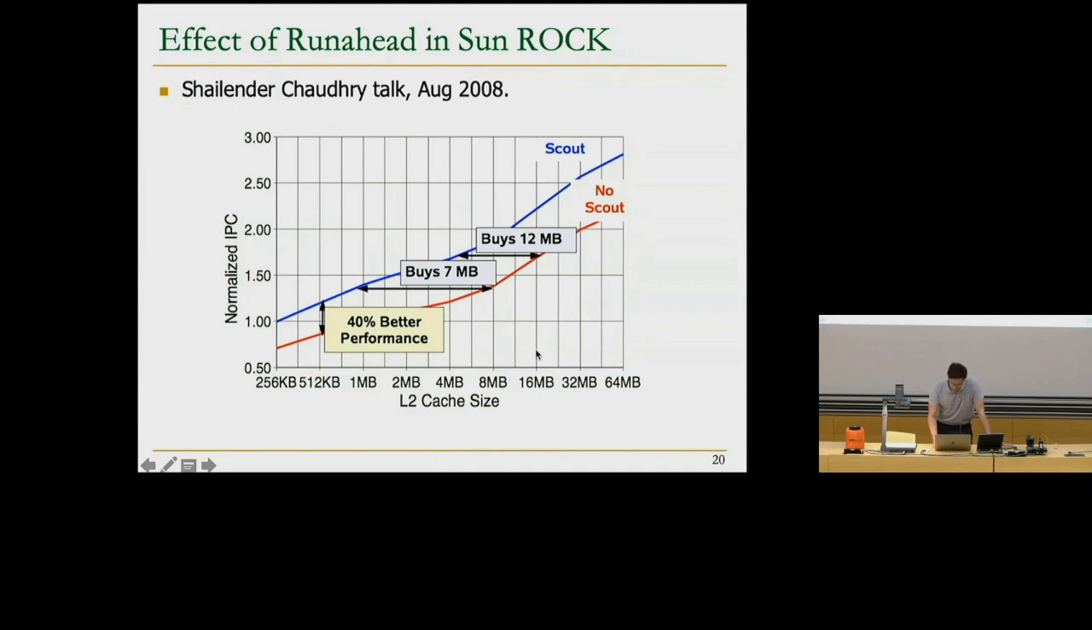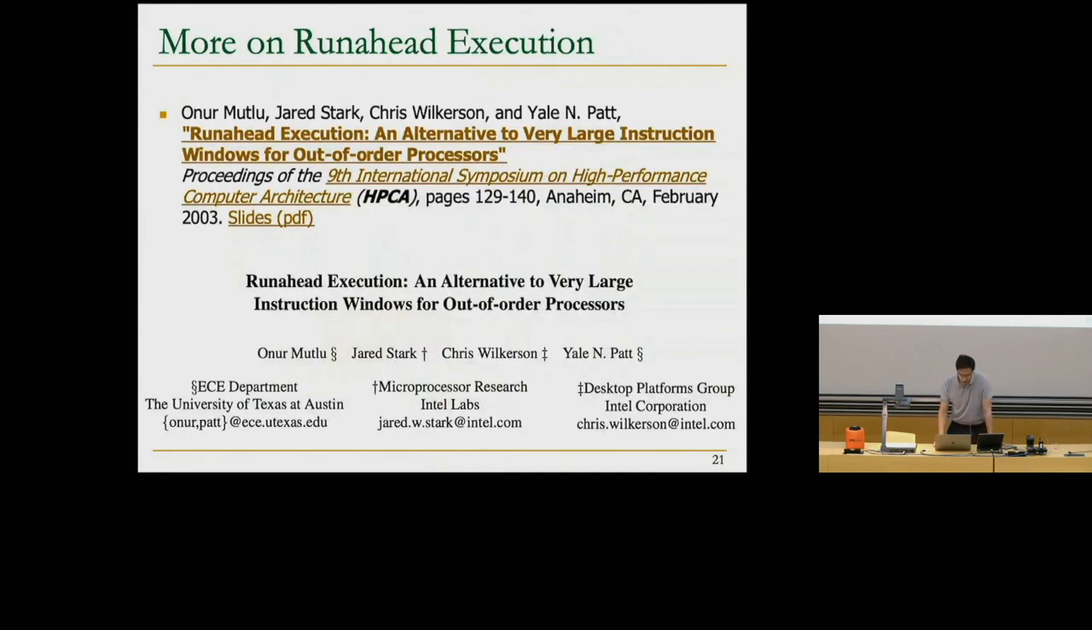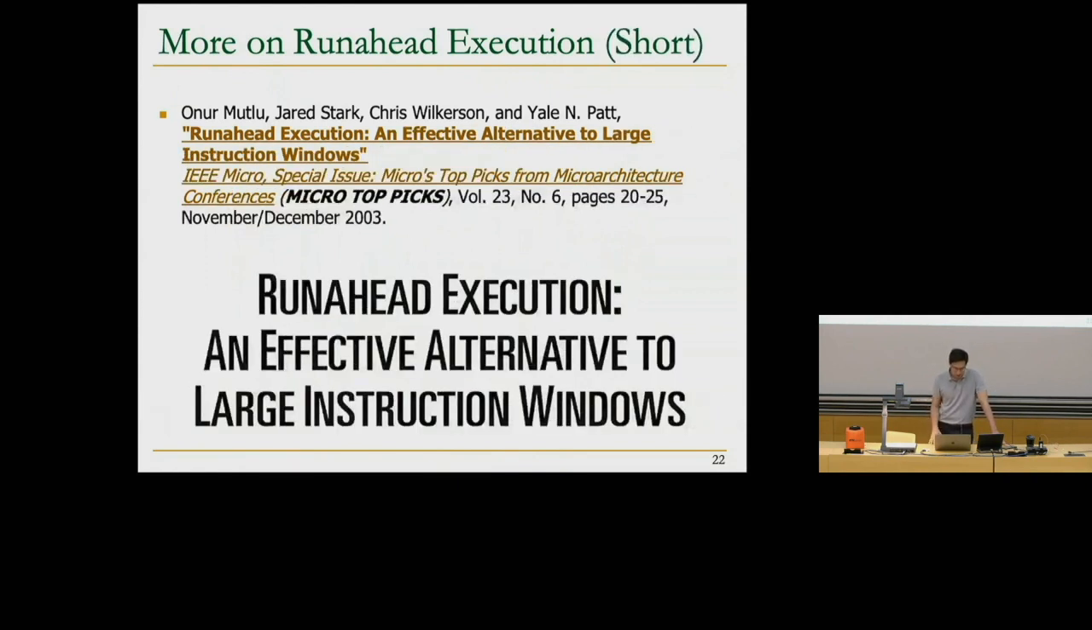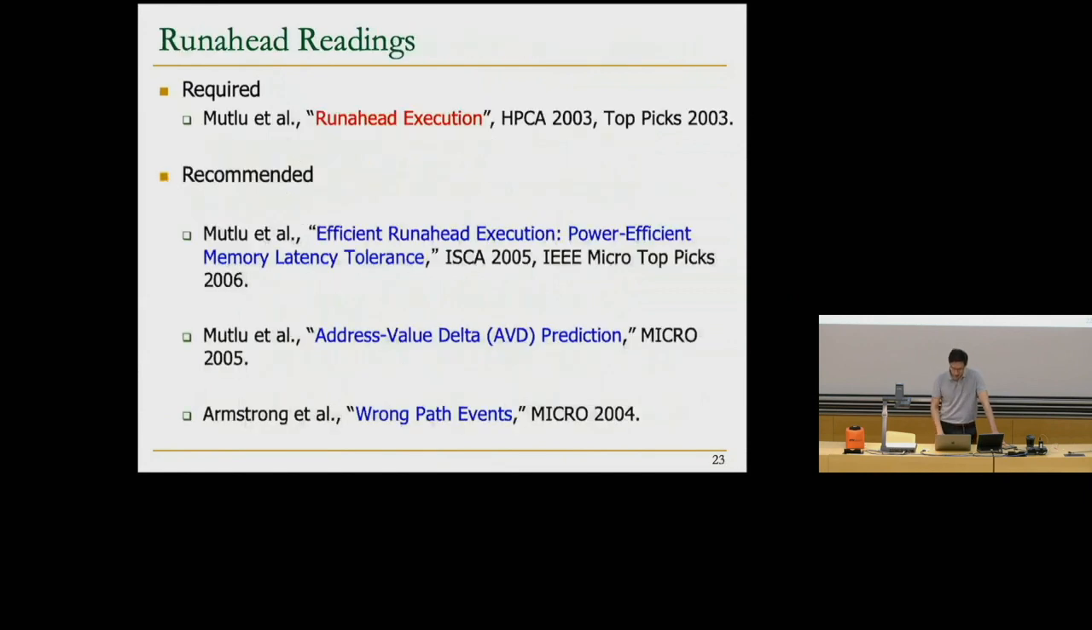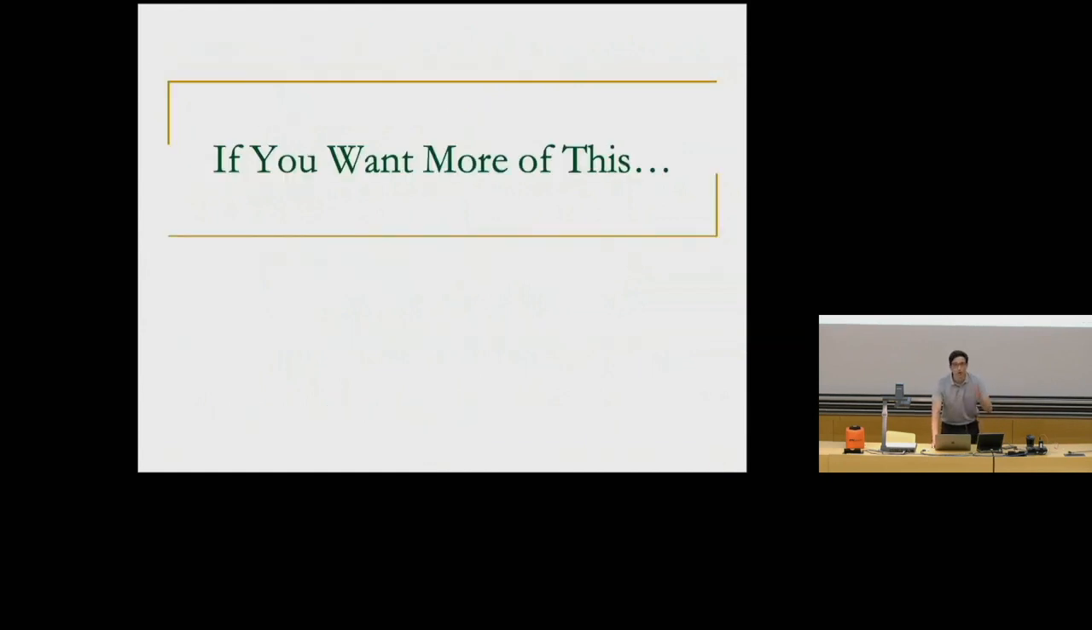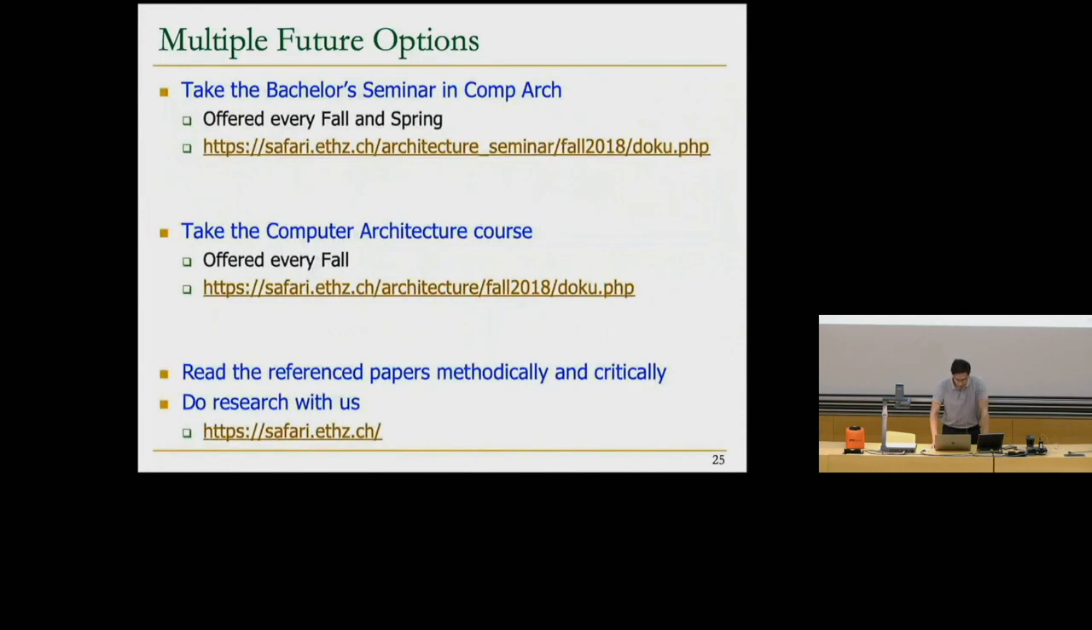Okay, this is, as I said, just one example of the many things that we still need to cover in computer architecture. This is the original paper about the run-ahead execution. This is a shorter one that was published in Micro Top Picks, and here are some more recommended readings. So, if you want more of this exciting thing that is computer architecture, you have future options. For example, taking the bachelor seminar, taking, in the future, the computer architecture master's course, reading all the papers that were recommended here in the course, and analyzing them, discussing them with us.